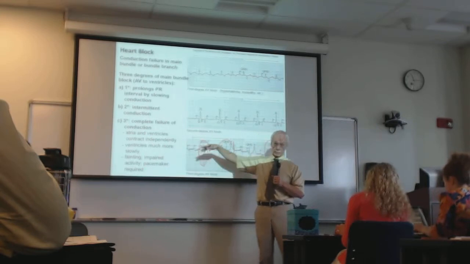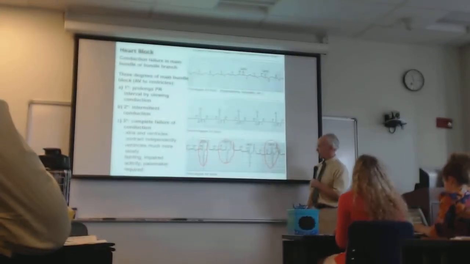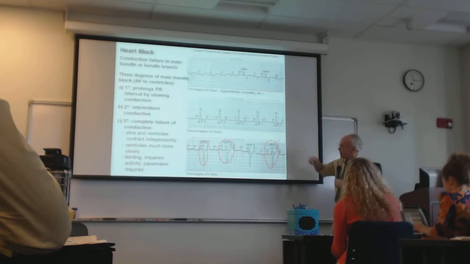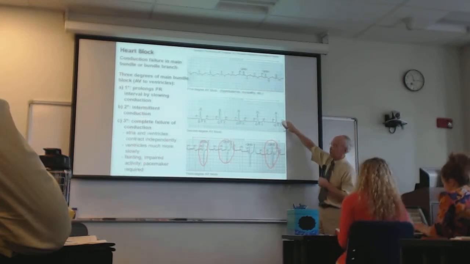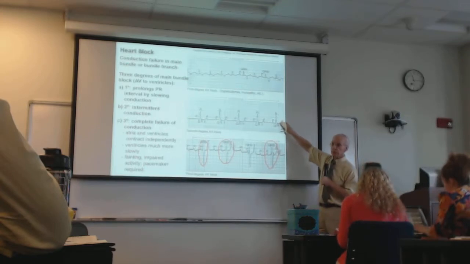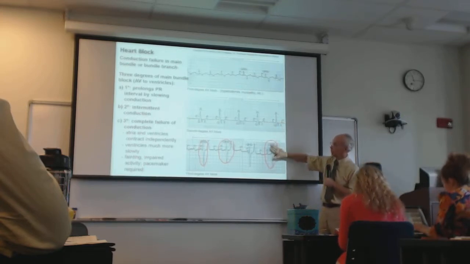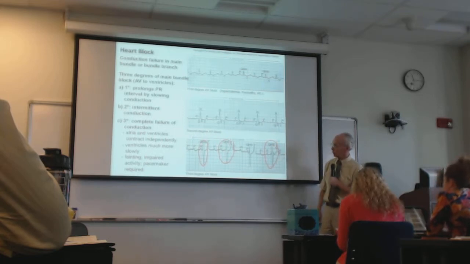So in a third degree block, pretty much what's implied is the atria and the ventricle are just going their own separate ways. Complete divorce. Somebody's moved out, taken all the furniture. They're completely autonomous, and that's the primary difference. You have some level of communication here. Nothing, no significant communication in the third degree block.